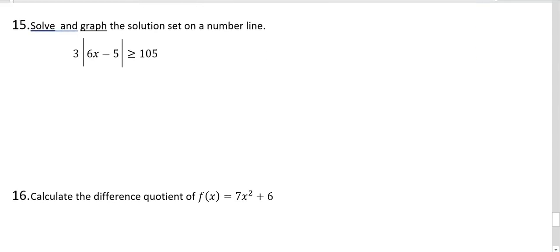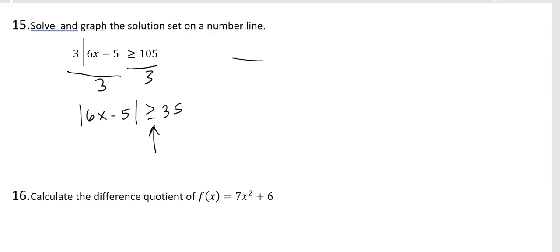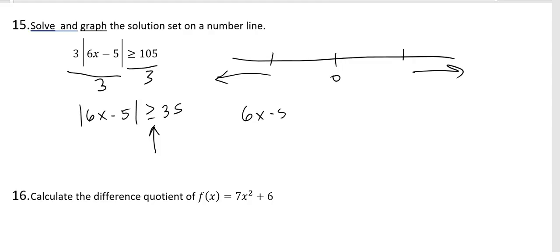Okay. The next problem asks us to solve and graph the solution set on a number line. So first, our first step is to isolate the absolute value by itself. Now we want to think about this. When it's greater than or equal, we're saying that we want the distance from 0 to be greater than or equal to 35. So on the number line, we're talking about these outside regions. We want this to be greater than or equal to 35. So we're going to set it equal to 35, and we're going to set it equal to -35.